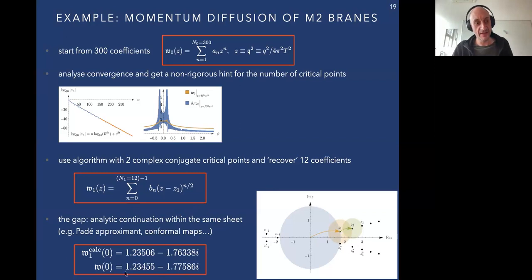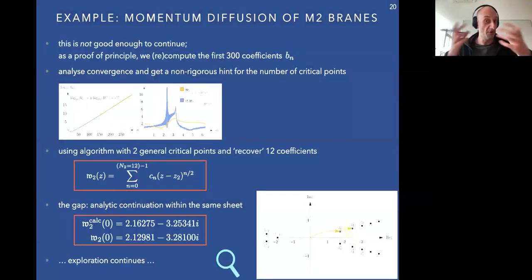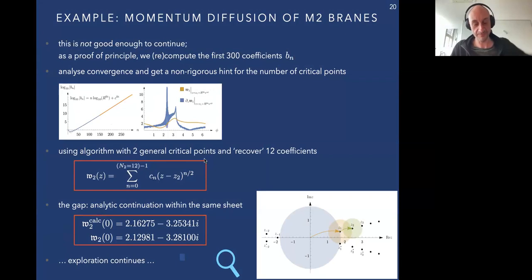So from this result, we were able to calculate the gap of the first quasi-normal mode to this level of precision. This is the actual value calculated from the spectral curve, and this is the numerically reconstructed value. It's not too bad. It's not perfect, but I'm happy with this. So then the question is, can you go further?